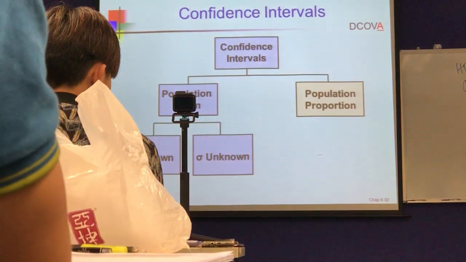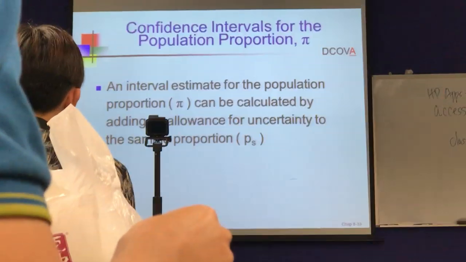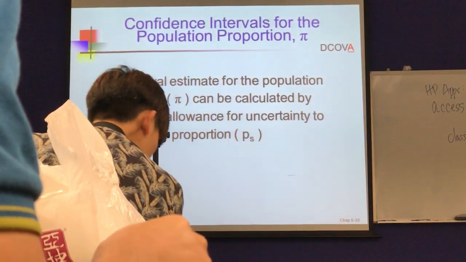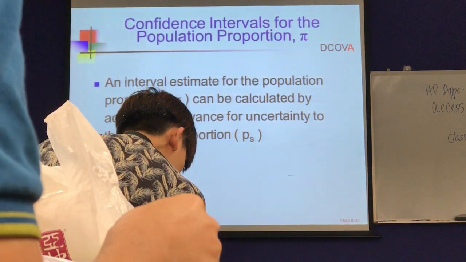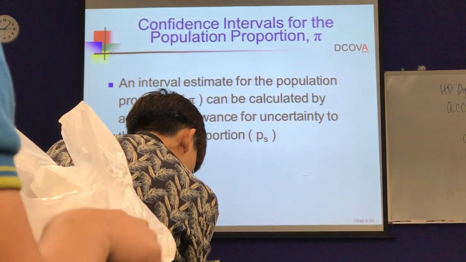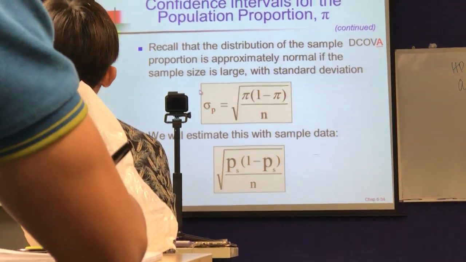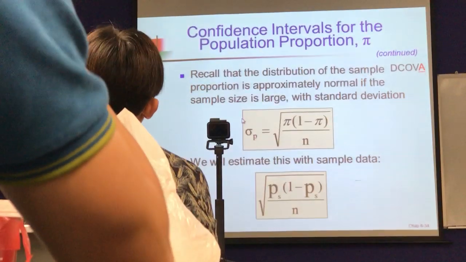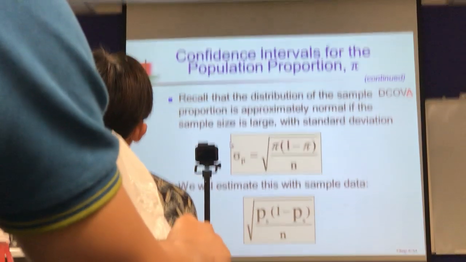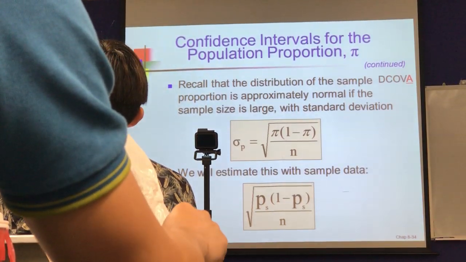Population proportion, the same thing as what we have learned in sampling distribution. Pi is a population proportion that we want to estimate, so we use a sample proportion to estimate the pi. And the same thing, you have to satisfy n pi more than 5 and n(1 minus pi) more than 5 to be called normal distribution.